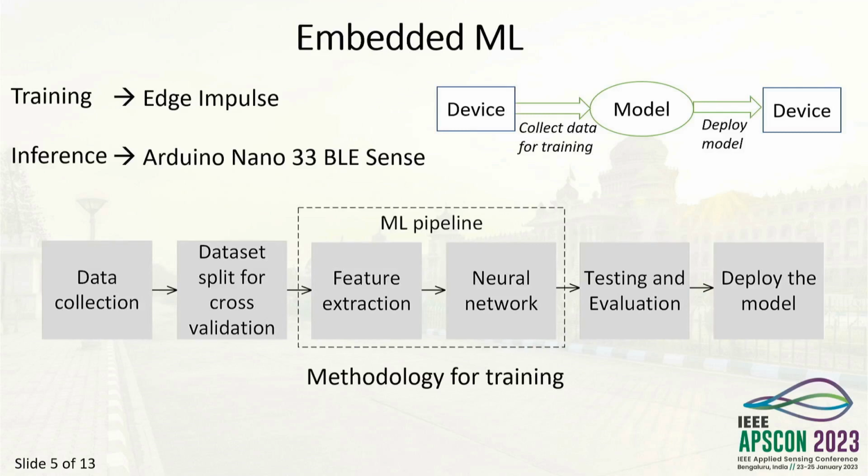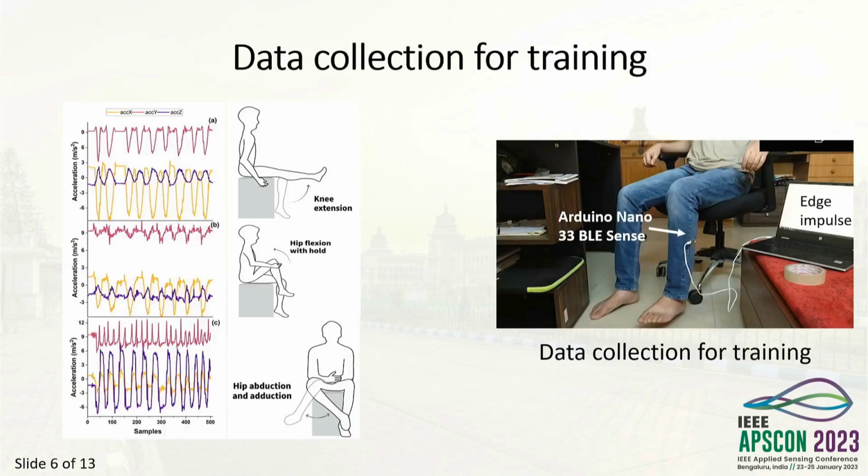So the methodology for training is as such. First, we need to do the data collection. The data collection is done from our 3-axis MEMS accelerometer, which is present on board Nano 33 BLE Sense. And the 3 exercises are done, and the data is collected and uploaded for training on our platform Edge Impulse.